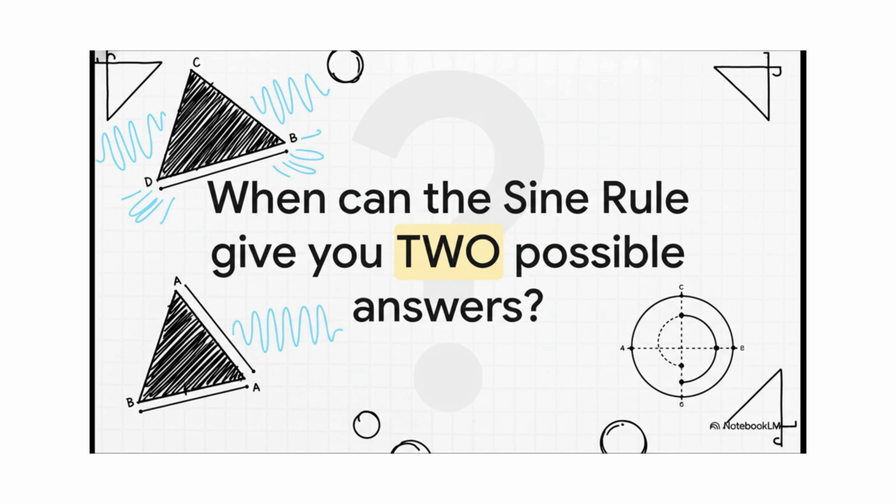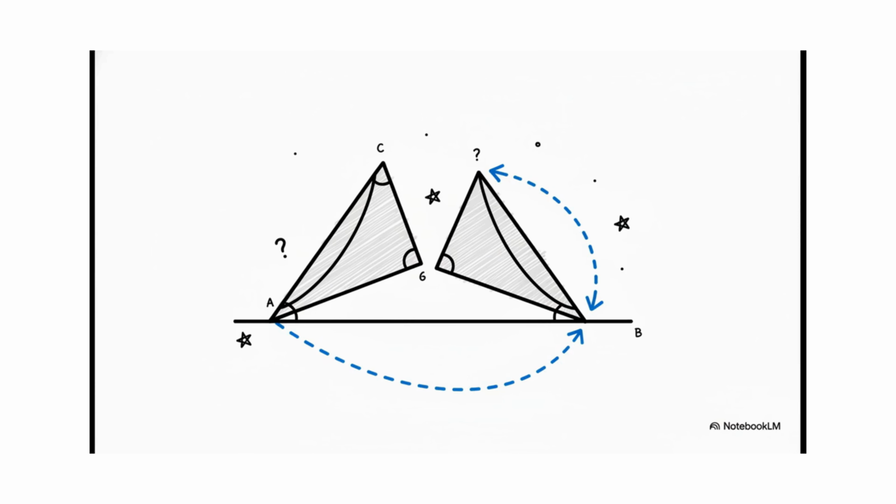So the central question is this. Under what specific circumstances can you plug all your numbers into the sine rule and discover that there isn't just one right answer, but two completely different triangles that could fit your data? Well, this little problem pops up when you know two sides and an angle that is not sandwiched between them. We call this the side-side-angle, or SSA case. As you can see in the diagram, that third side can kind of swing back and forth, creating two totally valid triangles, one with a sharp, acute angle and another with a wide, obtuse angle.